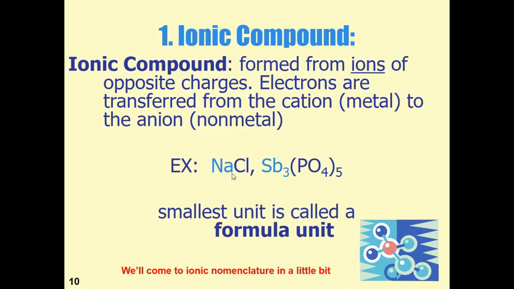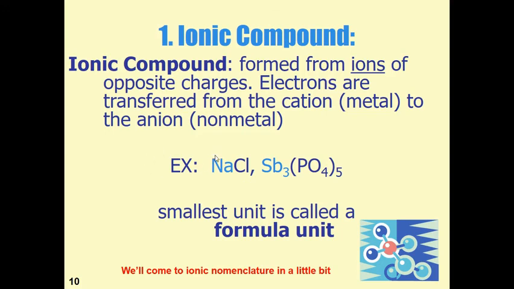So if you look at these examples, NaCl, Na is a metal, Cl is a nonmetal. Na is Na+, it's a cation, and Cl is an anion. Same thing here with tin and phosphate. Tin is a metal, it is a cation. Phosphate is a polyatomic with a negative charge. The smallest unit you can find for an ionic compound is called a formula unit. When you write down your ionic formulas, you must write it in the most reduced format possible. Now we're going to come back to ionic compounds and nomenclature in a little bit. We're going to talk about the nomenclature of a molecular or covalent compound.